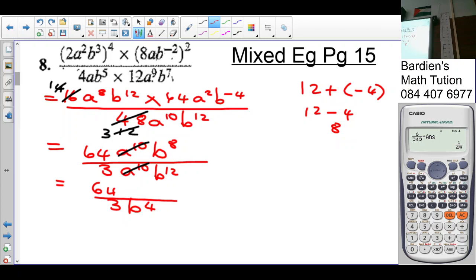Yes, Michael. Yes, 64. 8 times 8. What's 8 times 8? 8 squared, mos. The 16 is coming from here. You see 2 to the 4 is 2 times 2 is 4, times 2, 8. 8 times 2? 16. That's how I get the 16 there.